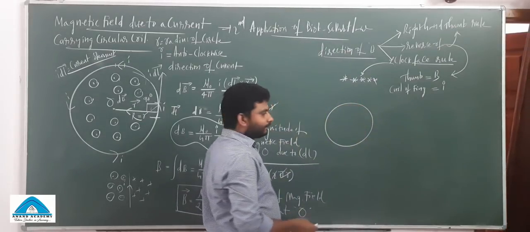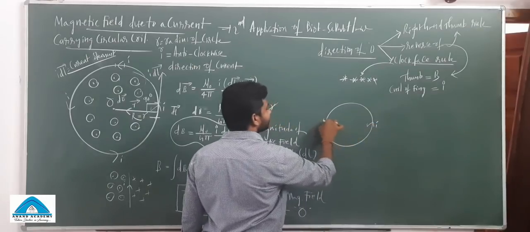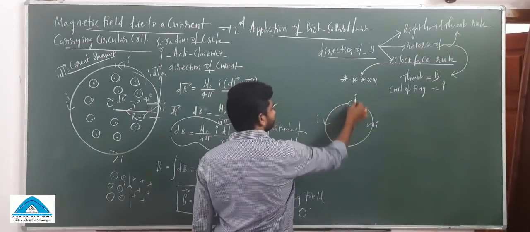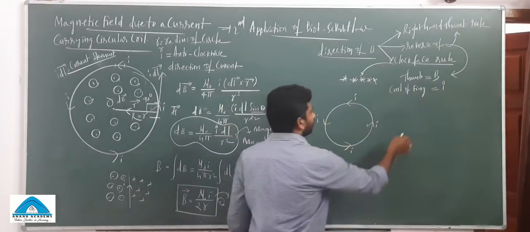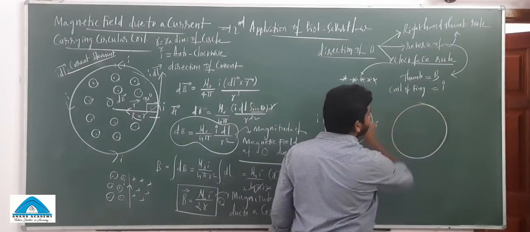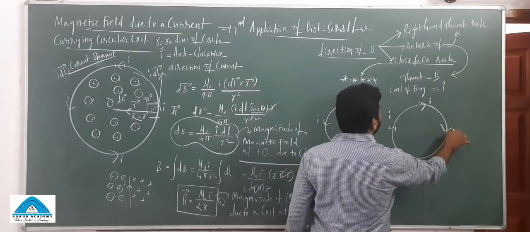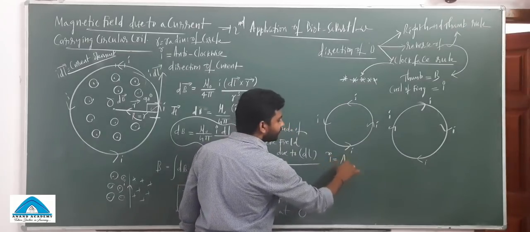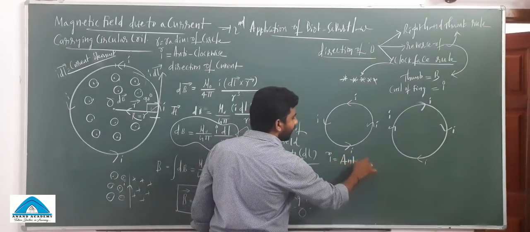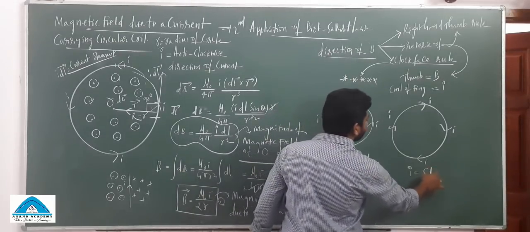The clock face rule tells that, this is a circle. Imagine this case. In this case the current direction is anti-clockwise, and the clockwise direction of current I am also taking from here. So this is the clockwise. I am writing here: the current direction is anti-clockwise, and here the current direction is clockwise.